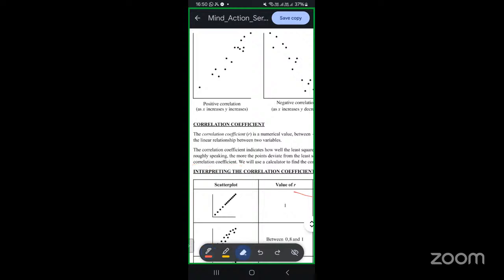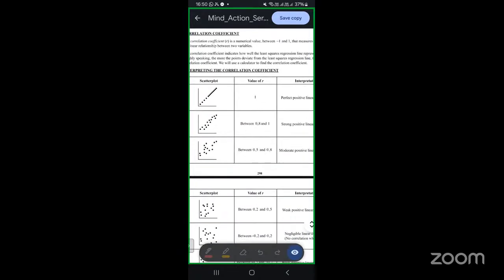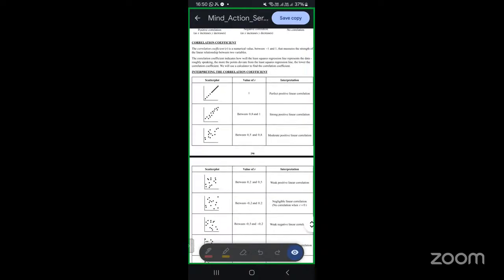Okay, sir. Yes. And then now we have got this table here. This table is making things easier. Interpreting the correlation coefficient, you have got the scatter plot here, and we know that this is a positive linear correlation. You can just interpret. This is the interpretation. We know that R is the correlation coefficient.